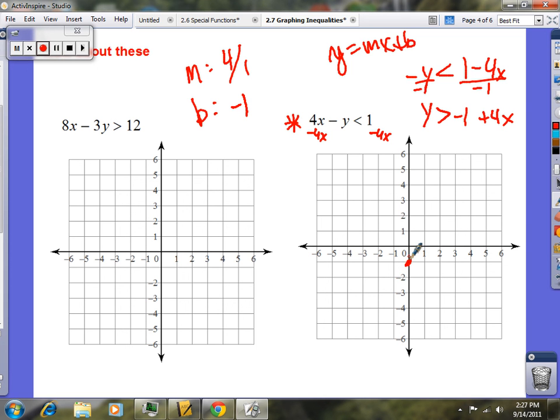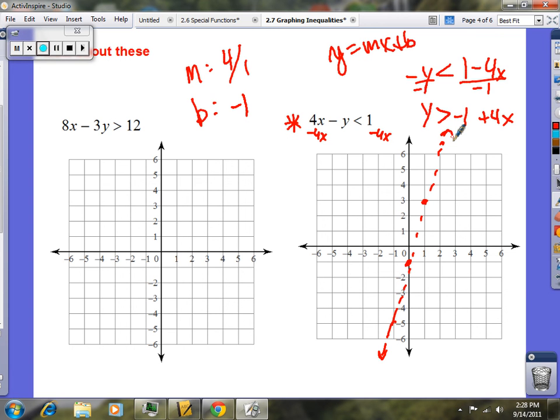Use your slope. Go up 4 over 1. Go down 4, left 1. What kind of a line? Solid or dotted? Trevor, solid or dotted? Dotted. Dotted line. And then the very last thing, what region? The top region or the bottom region, or the left or the right?